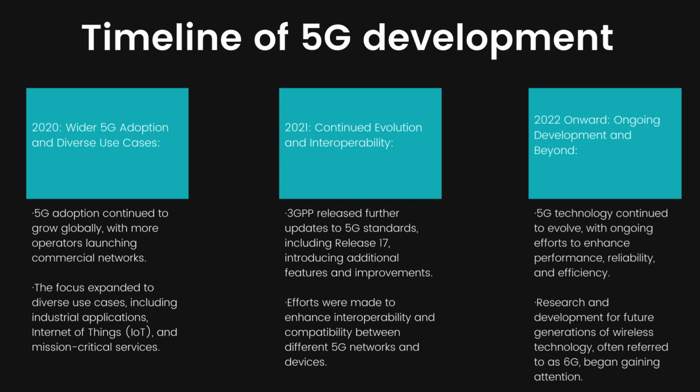Then in 2021, continued evolution and interoperability. 3GPP released further updates to 5G standards, including Release 17, introducing additional features and improvements. Efforts were made to enhance interoperability and compatibility between different 5G networks and devices.